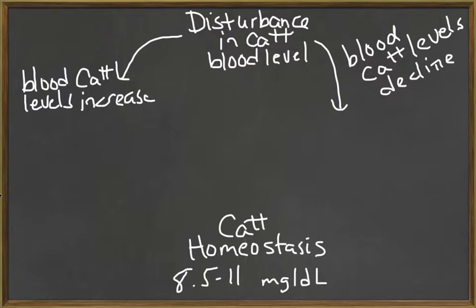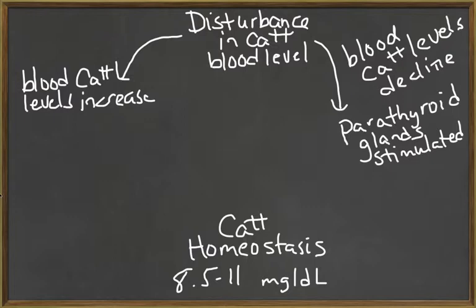So first of all, we'll look at what happens if the blood calcium levels start to decline and the calcium levels start to go below 8.5 milligrams per deciliter. If this happens, the parathyroid glands will be stimulated. The parathyroid glands secrete a hormone that's called parathyroid hormone or parathormone. And this parathyroid hormone has several effects.